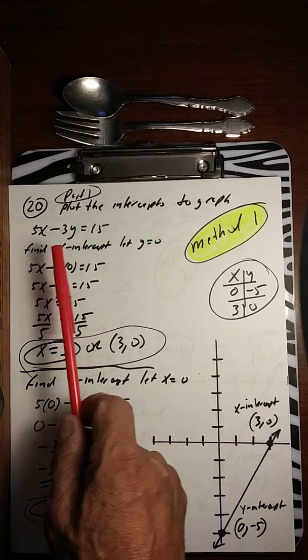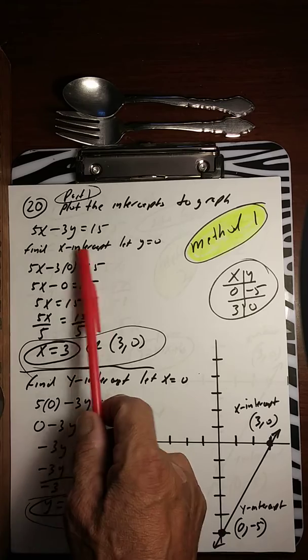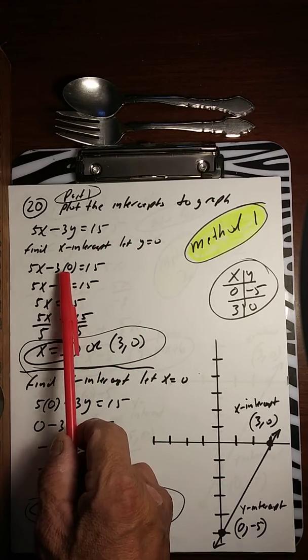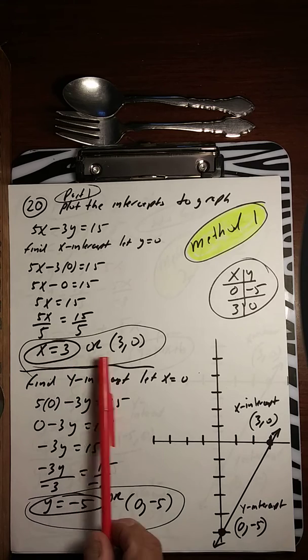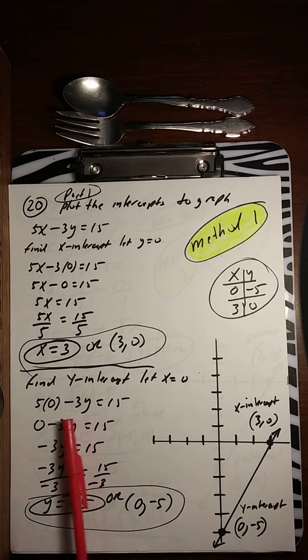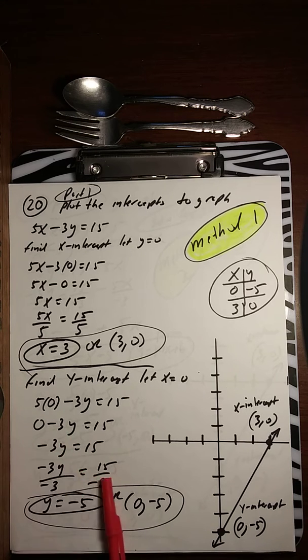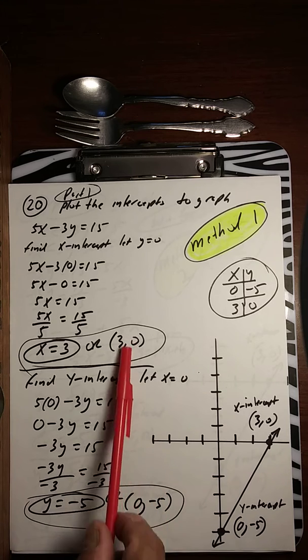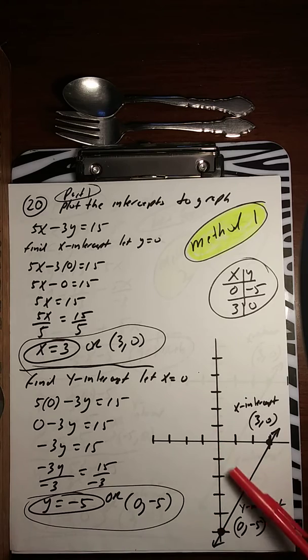Plot the intercepts to graph. Alright. So, find the x-intercept: let y equal 0. Put a 0 there. That's going to be 0. 5x equals this. Divide by 5, divide by 5. So x is 3. 3, 0, one point. Find the y-intercept: let x equal 0. Put a 0 there. That's going to be 0 minus that, minus 3y. Divide by negative 3, divide by negative 3. So y is negative 5. 0, negative 5, second point. So we have these 2 points. Put them in there: 0, negative 5 and 3, 0. Connect the dots.